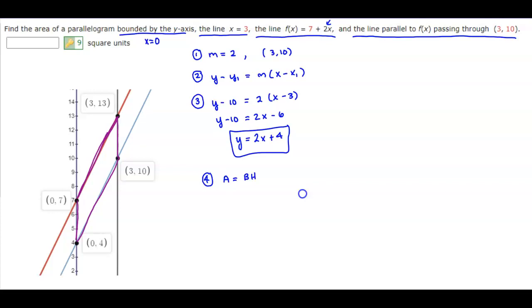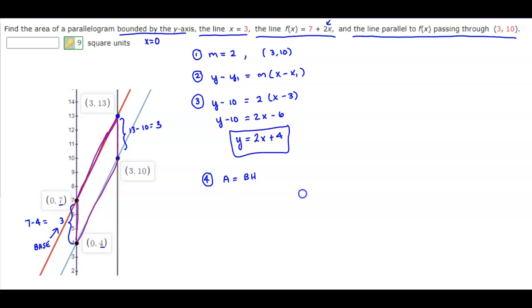If we take a look here at this point, this is the base of the parallelogram. If we take a look at the y values, 7 and 4, and take 7 and subtract 4, we get 3. So the base here is 3. The same thing up here. If we wanted to find the base, it's going to be the same. If we take 13 minus 10, that gives us 3.